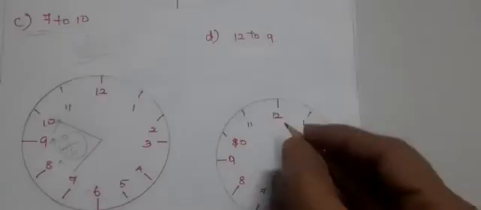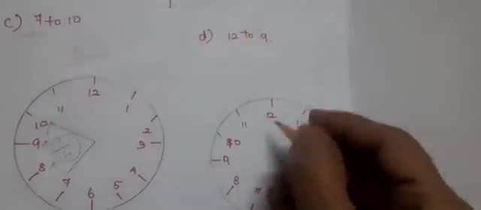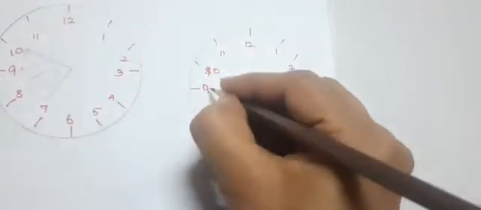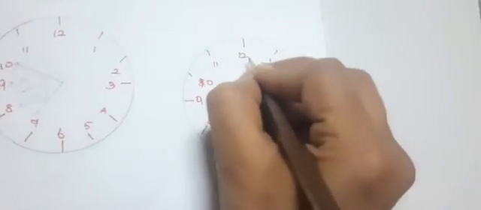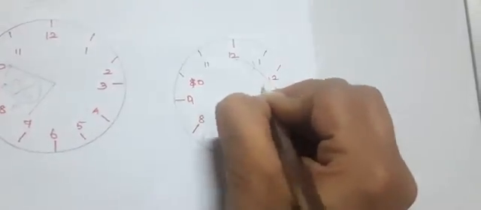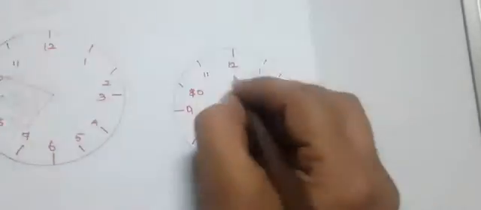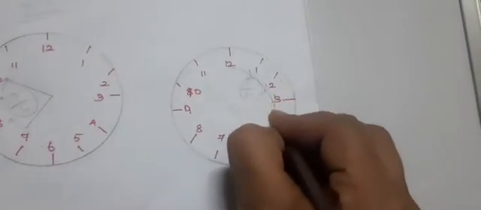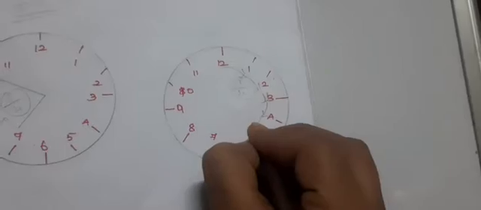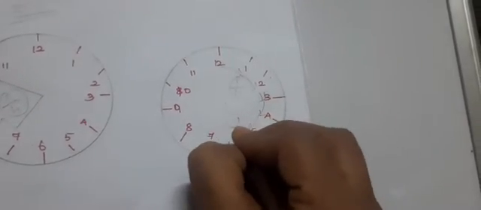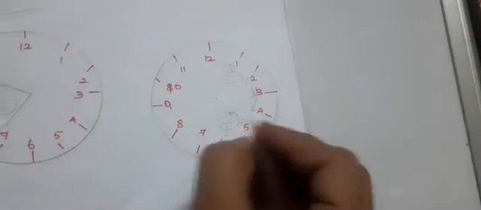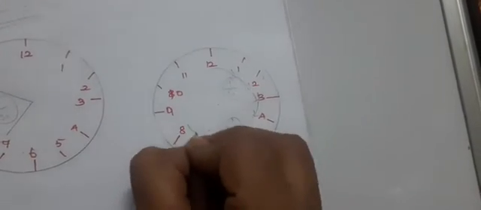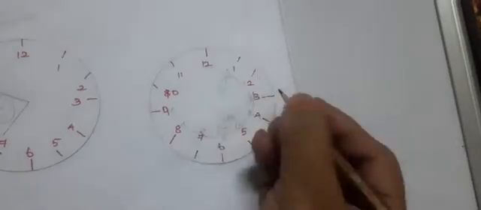Fourth problem, from 12 to 9. So from 12 you're going to travel in the clockwise direction and you're going to reach 9. 12 to 1, 1 to 2, 2 to 3. So this forms one right angle. 3 to 4, 4 to 5, 5 to 6. So again a right angle is being formed. From 6 to 7, 7 to 8, 8 to 9. So another right angle is formed.